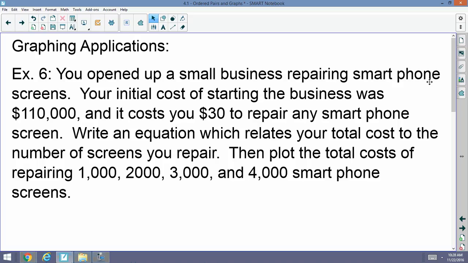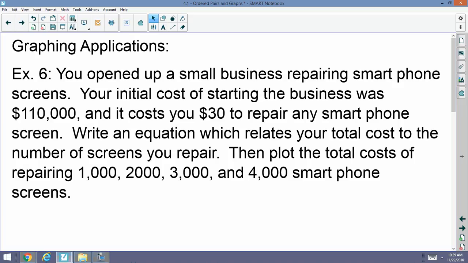You open up a small business repairing smartphone screens. It's pretty legitimate, right? That's a good business. Your initial cost, because everything costs money, my brothers, your initial cost of starting the business was $110,000. Let's think about what that means. That means that whether you repair one smartphone screen, or you repair 42 billion, how much did you spend to start that business? 110,000. Whether you made money or not doesn't matter. You had to shell out $110,000 to start this business. Does that make sense? Okay.